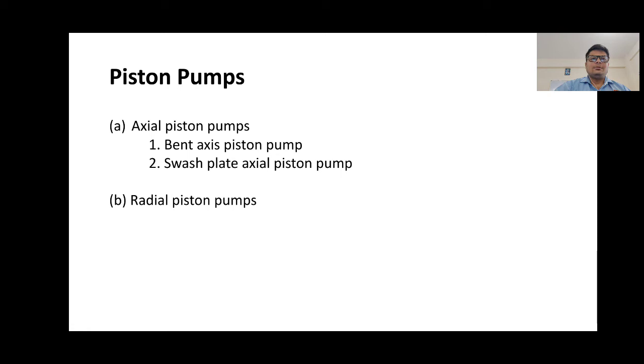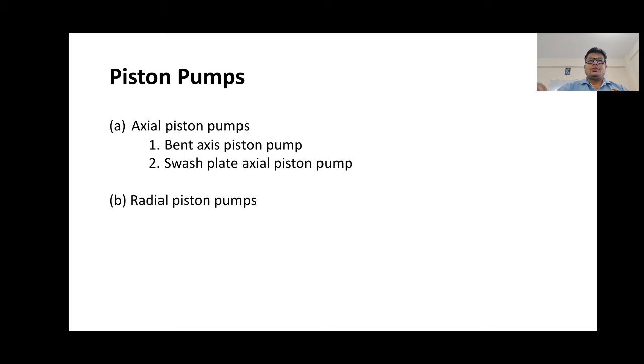So the piston pump basically works on the principle that a reciprocating piston draws the fluid inside the cylinder when the piston retracts in the cylinder bore and discharges the fluid when it extends. These pumps are positive displacement pumps and can be used for both liquid and gas. If we classify the piston pumps, then they have two types. First is the axial pump, and second one is the radial pump.